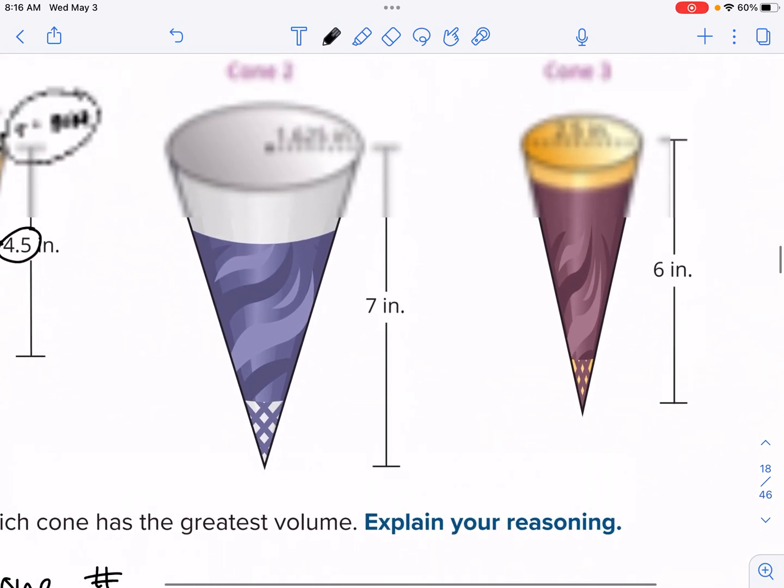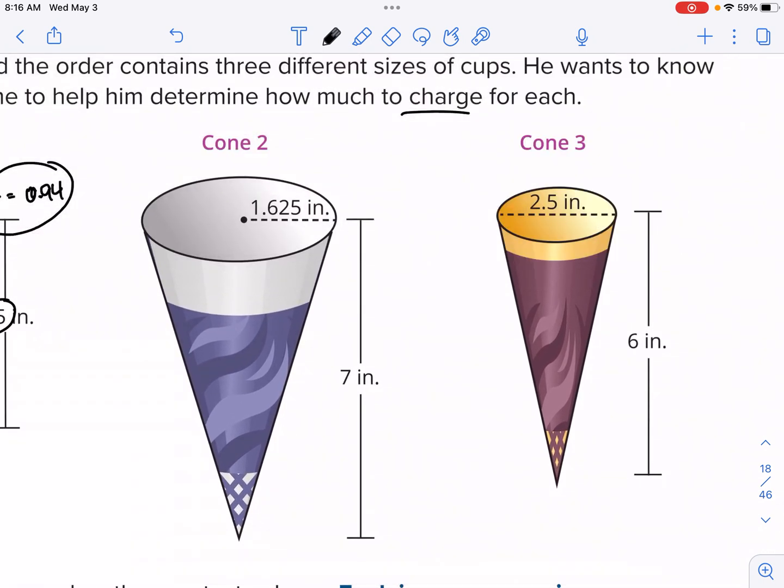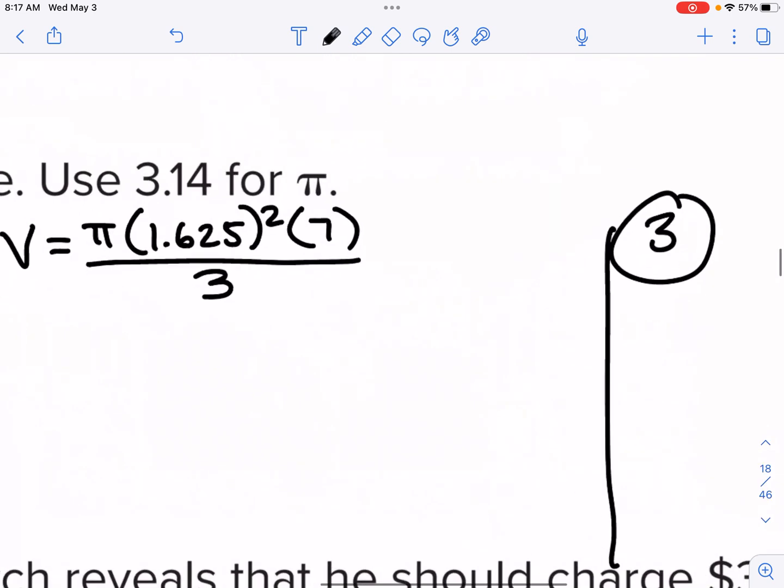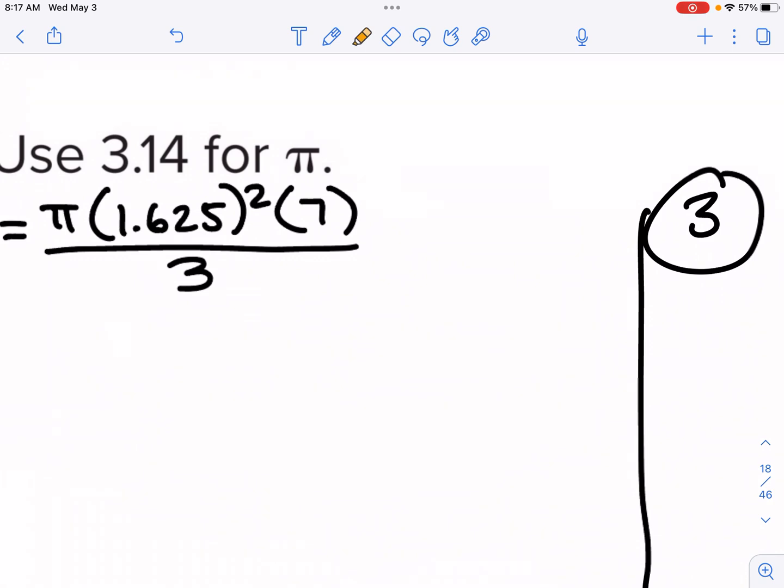Let's go through the second cone. The second cone is kind of nice because we do have the height. It's a nice number, 7. The radius is not a nice number, but we could still use it, 1.625. Yeah, we'll use that whole number. So this will be V equal to pi times the radius, 1.625, squared, times the height, which is 7, and then we'll divide it by 3. Right, 3 is always a part of the formula. But we're going to have to square this first.